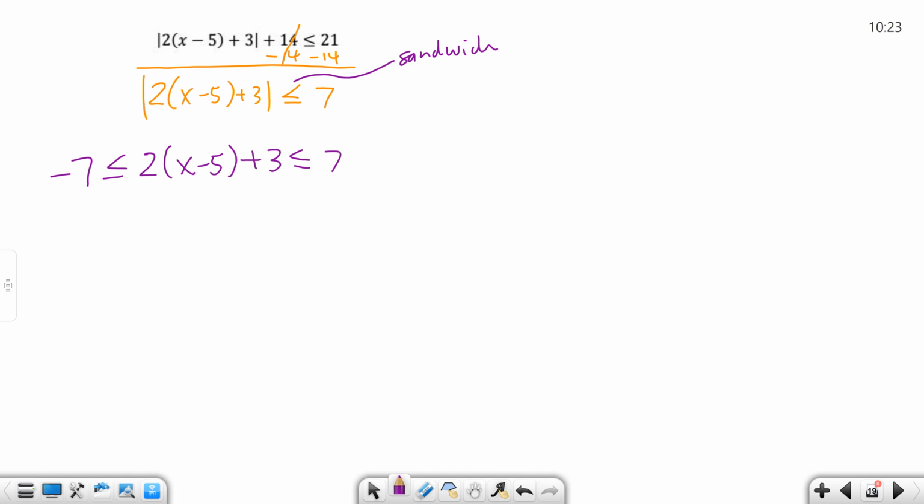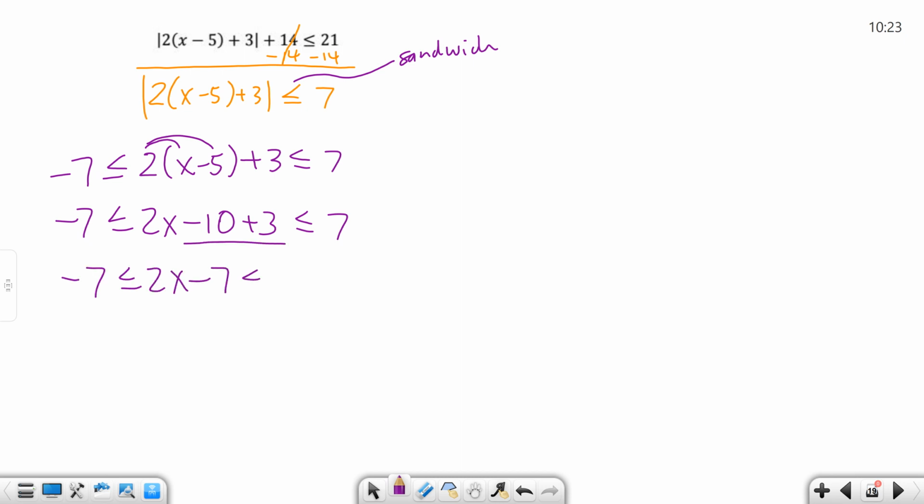So to solve this inequality, distribute the 2: negative 7 less than or equal to 2x minus 10 plus 3 less than or equal to 7, and then put these together. So negative 7 less than or equal to 2x minus 7 less than or equal to 7. All I did was the algebra inside here to work it and simplify it. Now I'm ready to do some different kind of algebra to get the x by itself.